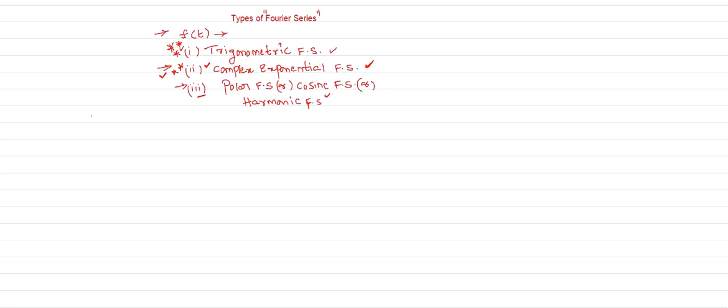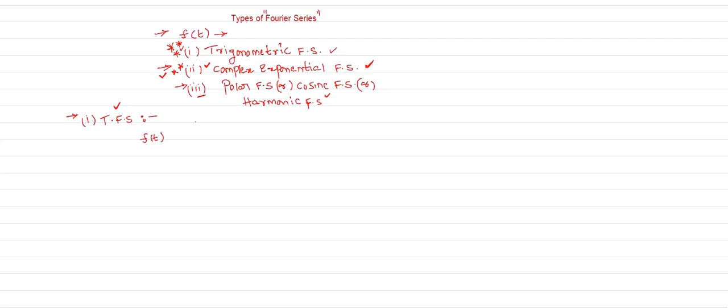Now, we'll discuss one by one. So what is trigonometric Fourier series expansion? I already told you. Here in this trigonometric Fourier series expansion, we represent a signal f of t in terms of the linear combination of sine and cosine functions. Your sine and cosine functions are orthogonal to each other. That's why the representation of Fourier series is a linear combination of orthogonal signals.